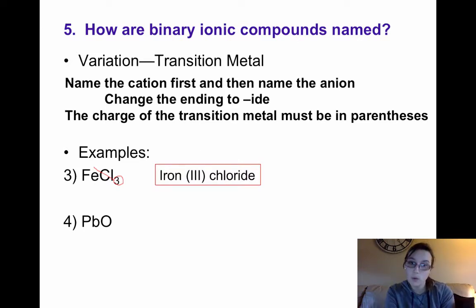So just like before, except we have to know the charge of the transition metal in parentheses, because you should be able to go from either formula to name or name to formula. In order to go from name to formula, you need to know the charge of a transition metal.